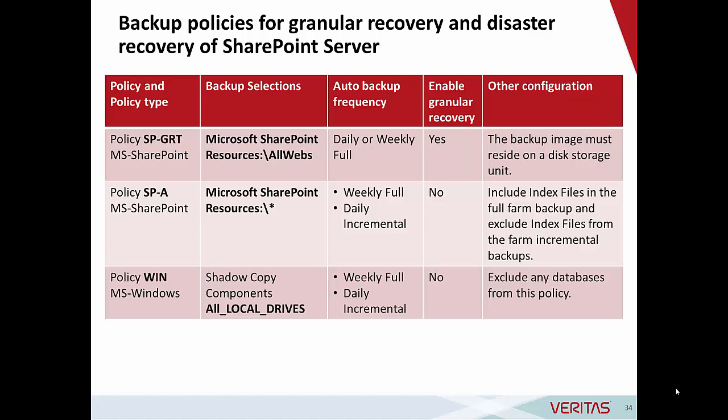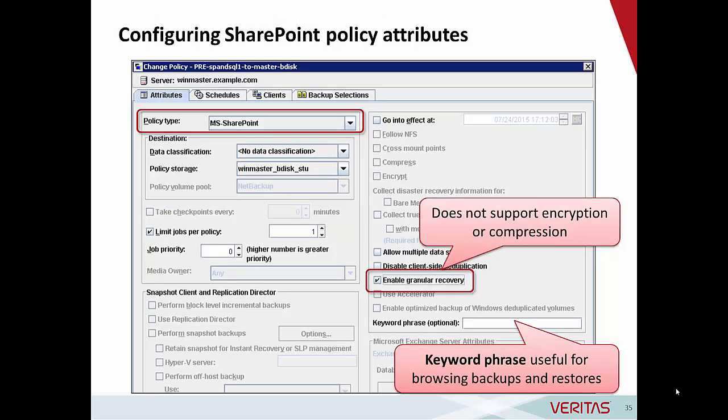And then the third policy, the Windows policy, is going to protect, well, let's say, for example, all local drives. So then I've got operating system level protection, and I've got the critical information that I need from the registry. So these three policies, at a minimum, are really what it takes for comprehensive protection of SharePoint for both GRT and disaster recovery purposes. Here's an example of configuring a SharePoint policy.